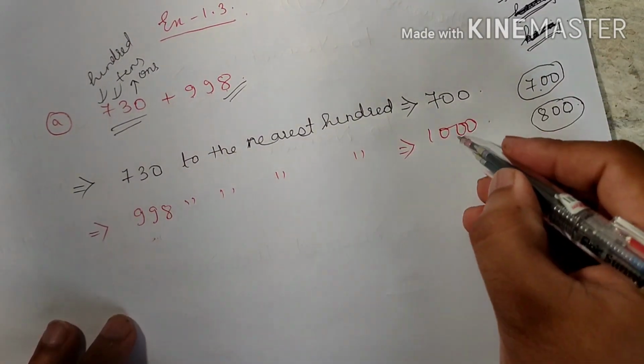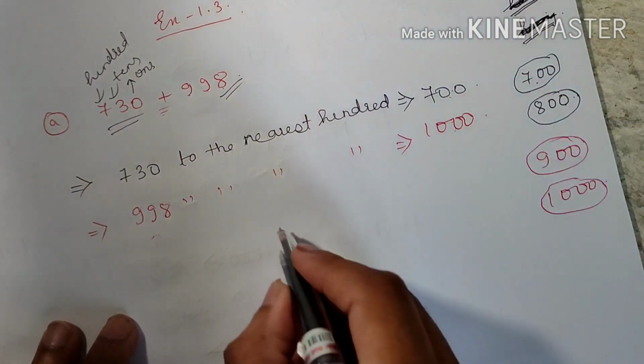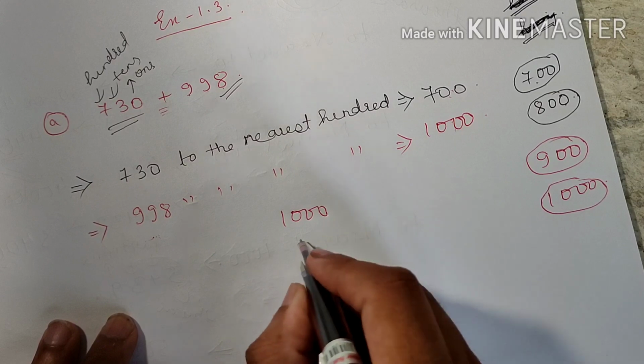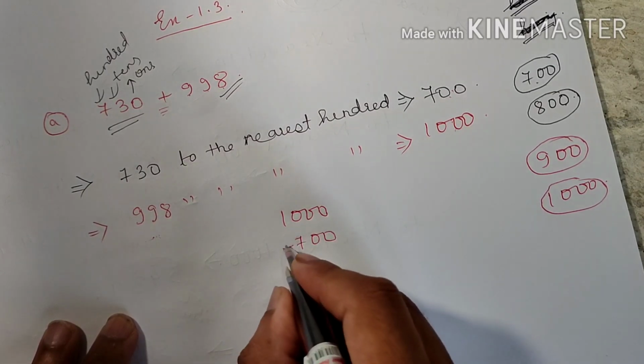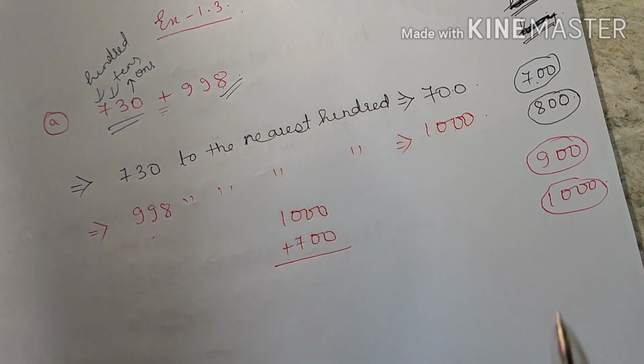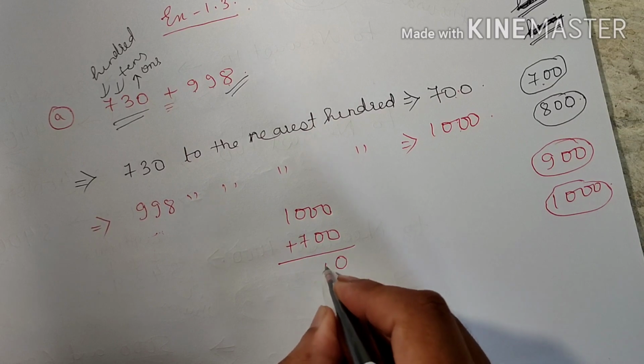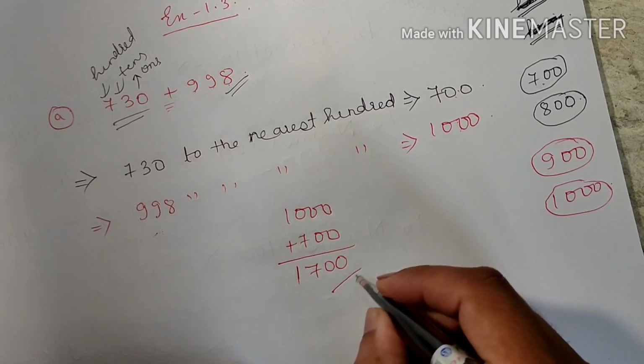So now after rounding off these two numbers, since it is telling us to add, we will add these two. That means 1000 plus 700 will be your final answer, because we have to estimate. So we have estimated at the nearest 100. So let's add it up. 1000 plus 700 will give you 1700. So this is your answer.